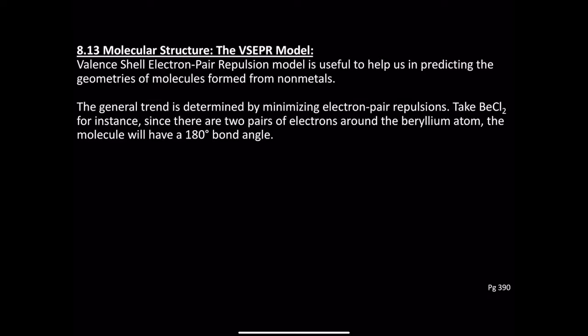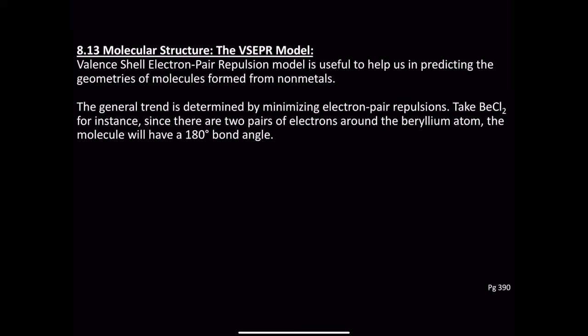In general, the trend is determined by minimizing electron pair repulsions, right? If you have an electron orbital that has 2 electrons in it, that's going to be very negative, and it's going to want to repel other negative orbitals that have other electrons in them. So they'll want to be as far away from each other as possible until another negative orbital repels them as well. So let's look at beryllium chloride, for instance.